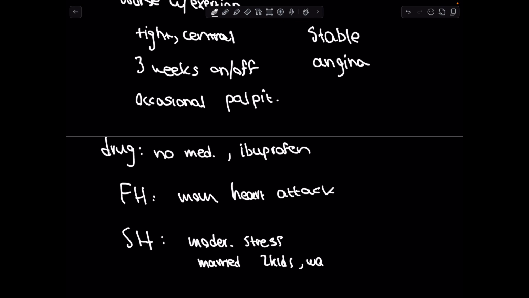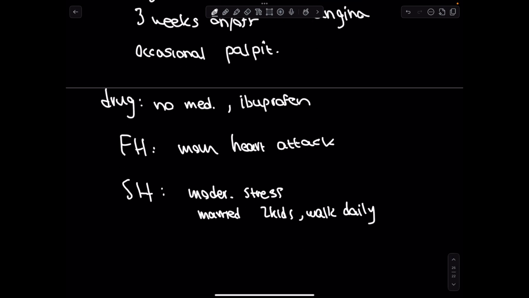Her 3-week exertional chest pain, tight, 5 out of 10, relieved by rest, breathlessness, and palpitations continue. With no meds and no hypertension, what do I do to test for stable angina?